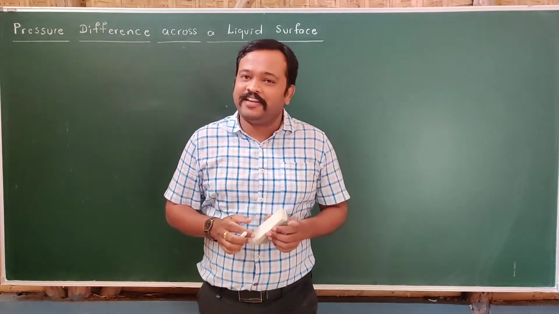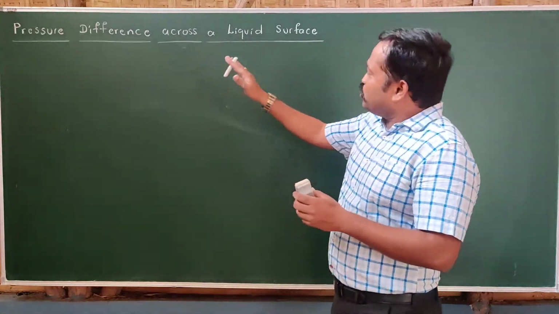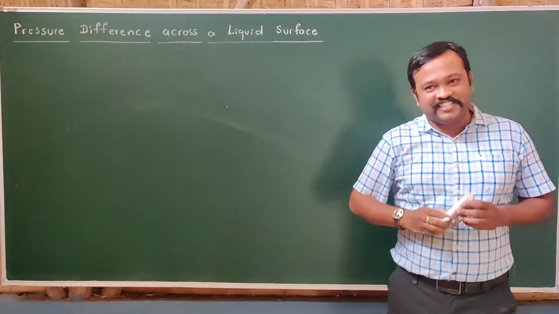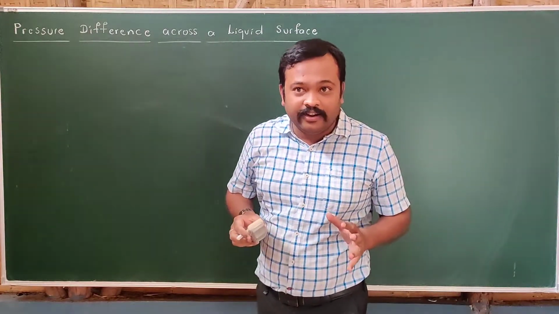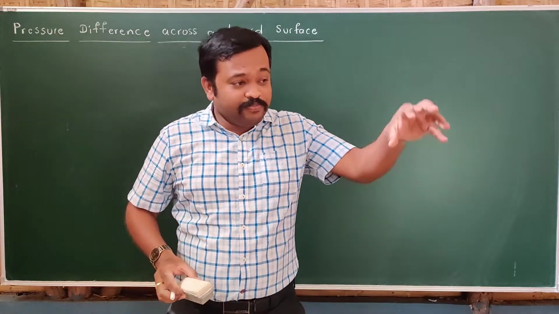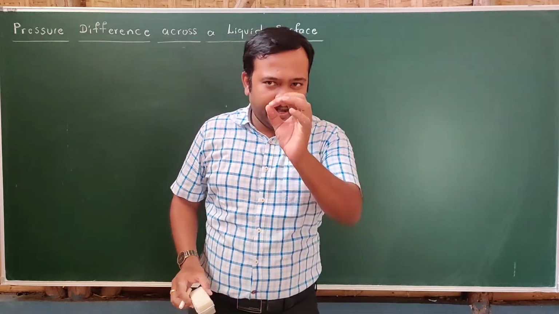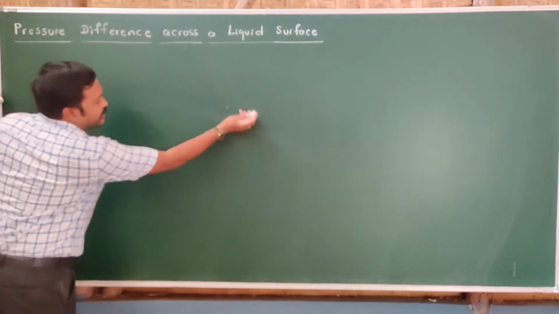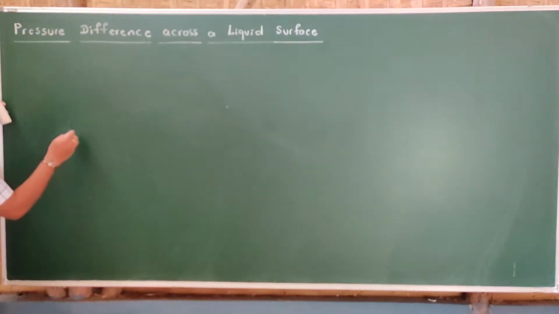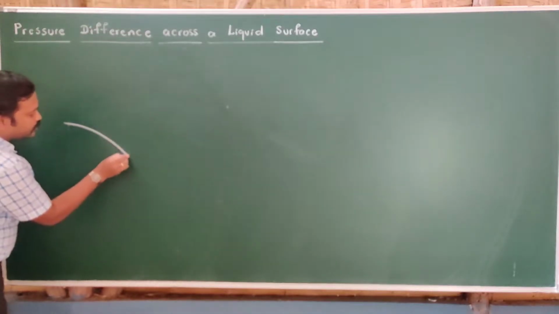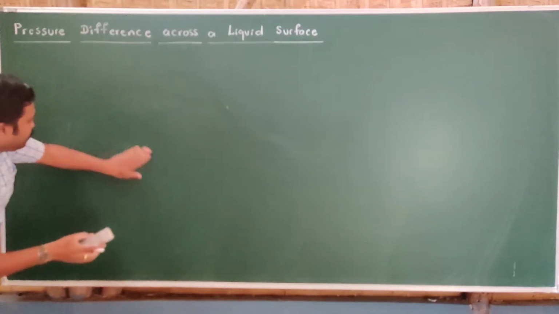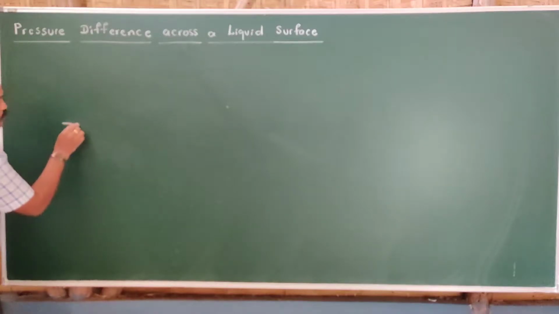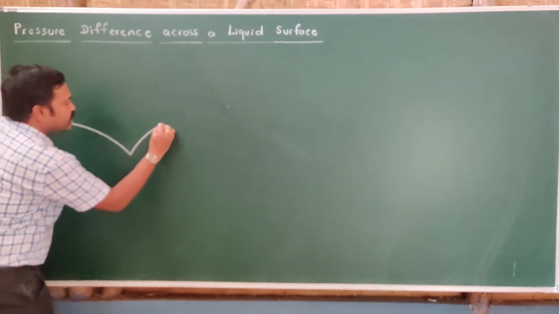In this session, let us derive the pressure difference across a liquid surface. I will be considering a liquid surface, and from that surface, let me take an element. Let us take a curvilinear rectangular element, like this. So this is the curvilinear rectangular element. Let me consider it like this, so this is a curvilinear rectangle.